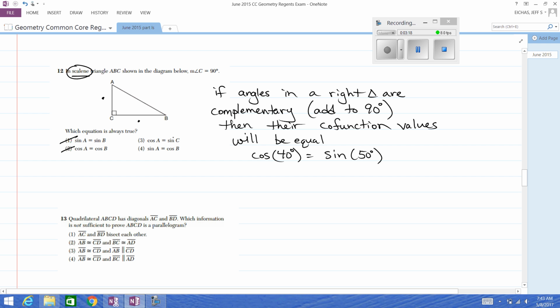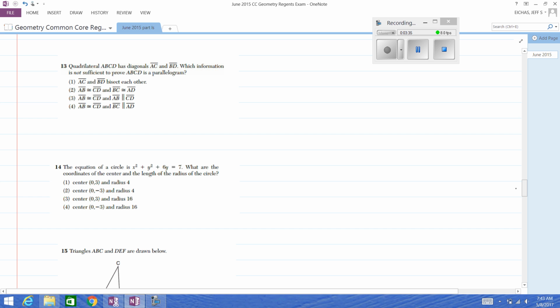All right. Now this one's a little trick. They're taking sine of C. That's wrong. That's the one you want right there, because it's essentially this concept. Angles A and B, their measures, we're going to add to 90. So that's what we have there.